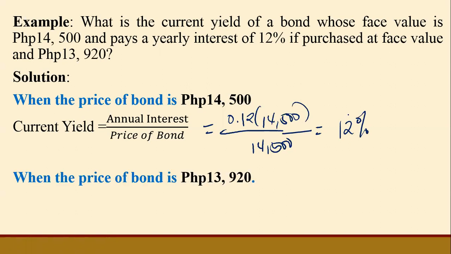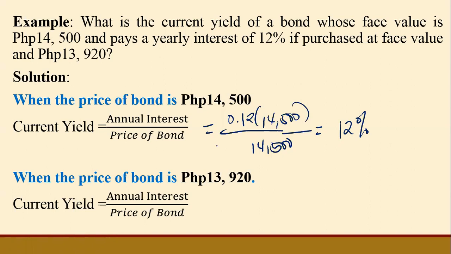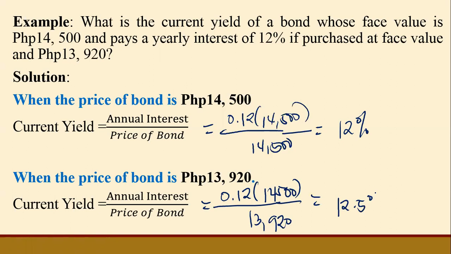So the current yield is 12%. And when the price of the bond is 13,920, what's the current yield? So 0.12 times 14,500 over 13,920. This is equal to 12.5%. All right?